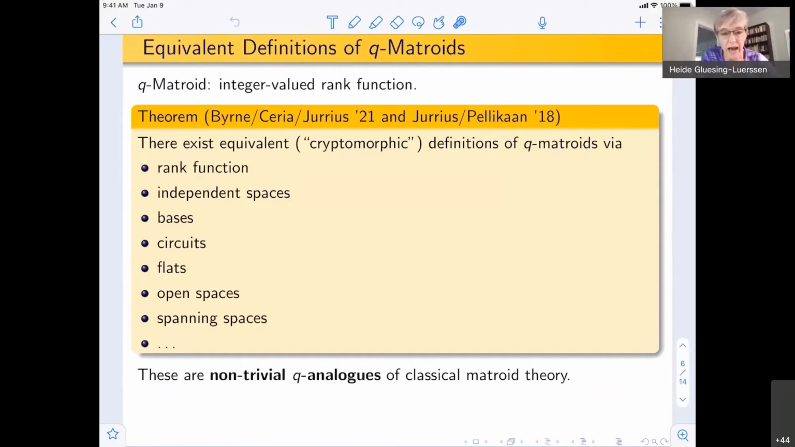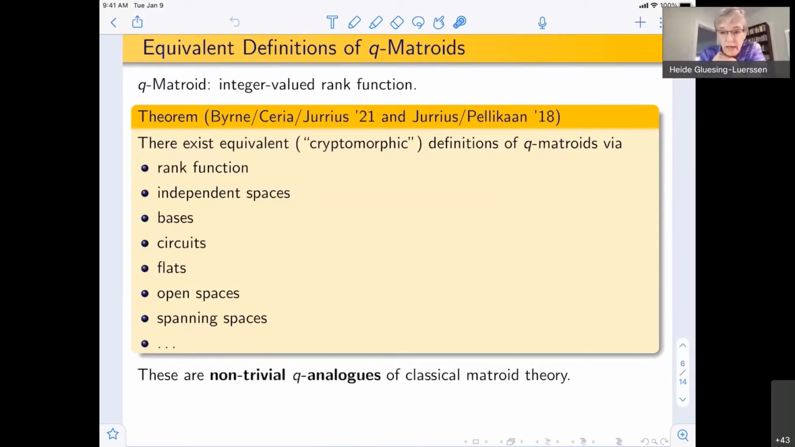It's not obvious how the axiom systems for each of these objects should look, and then to prove that you get an equivalent definition of a Q-matroid. That is not at all trivial to do. But at any rate, that has all been fully established thanks to these papers here.